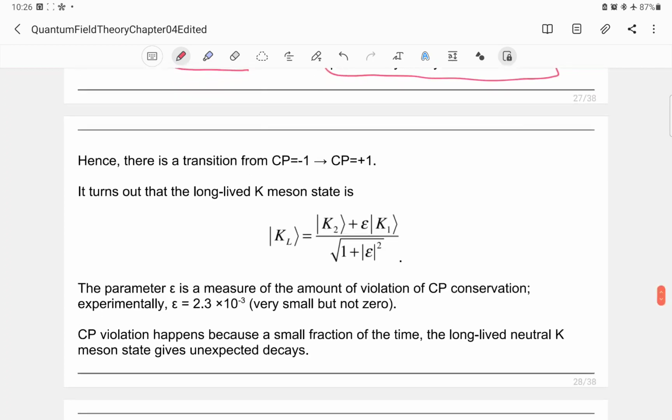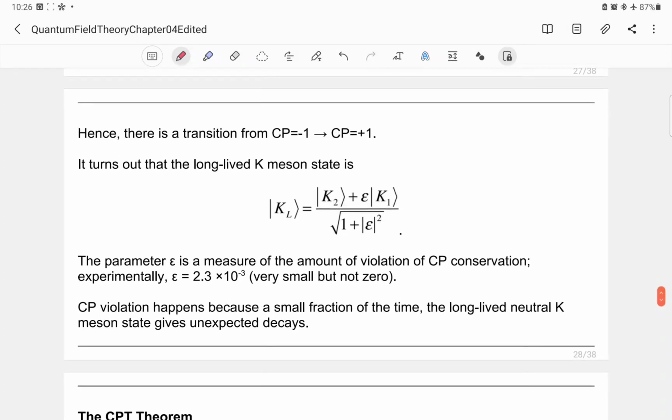So it turns out that that's a particle called the long-lived K meson state, and this is the combination of KL from K1 and K2. K1 is a combination from K0 and K0 bar, and K2 is also a combination of K0 and K0 bar, but the KL is a combination of K1 and K2 with some coefficient or parameter here, epsilon, but this epsilon is found to be very small experimentally. That's just 2.3 times 10 to the -3.